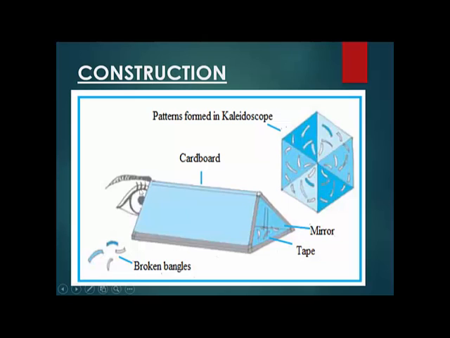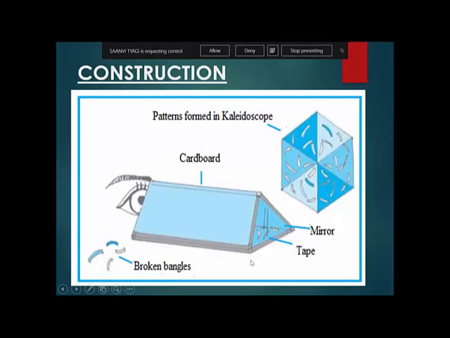Here you are viewing from this end. These are the broken bangles. You put the broken bangles inside this setup, and this is the kind of pattern you will see. Suppose there are 4 or 5 bangles that you have put inside. So this is one triangle. These are the 5 broken pieces of bangles that you have put. But when you look, you will get a beautiful pattern like this.